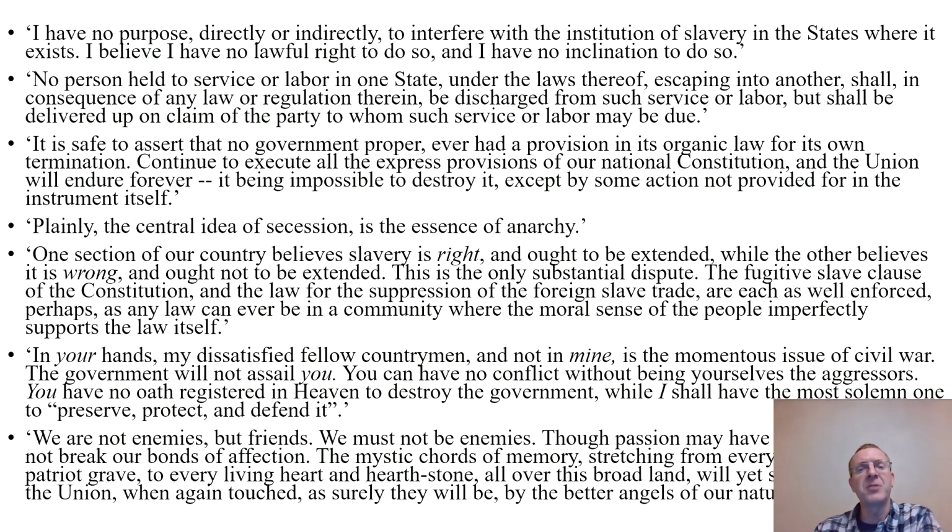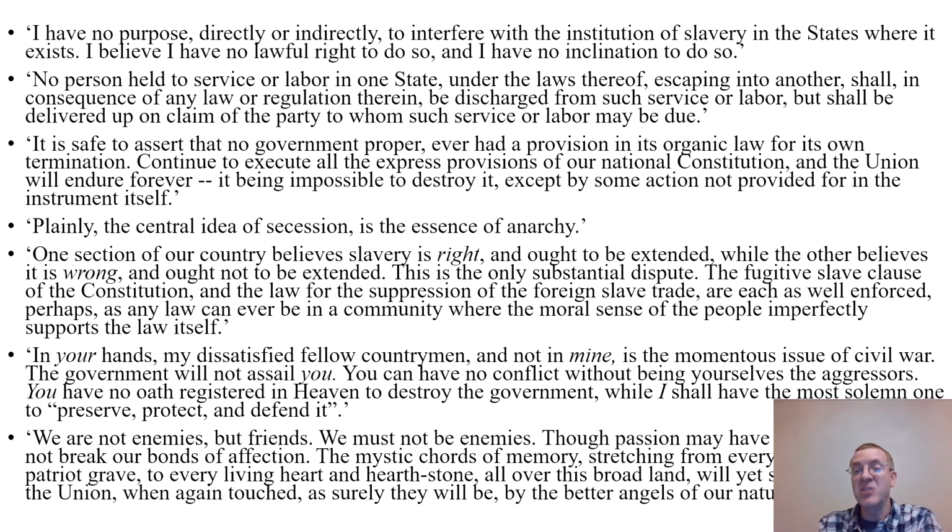He says to the Southerners here, "In your hands, my dissatisfied fellow countrymen, and not in mine, is the momentous issue of civil war. The government will not assail you. You can have no conflict without being yourselves the aggressors. You have no oath registered in heaven to destroy the government, while I shall have the most solemn one to preserve, protect, and defend it."